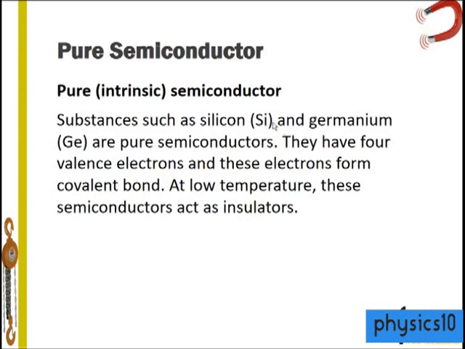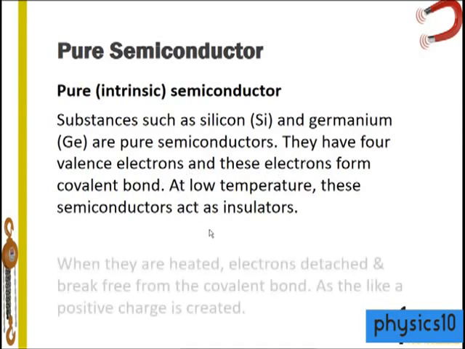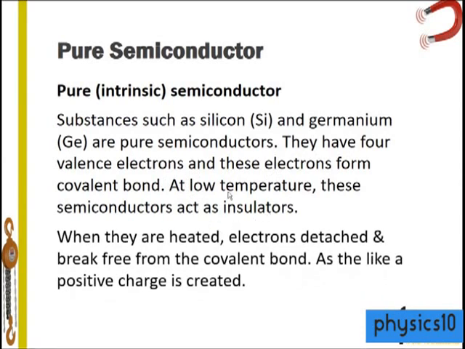So substances such as silicon and germanium are considered to be pure semiconductors. Now, if we look at the atomic structure of silicon and germanium, you'll see from the periodic table that they have 4 valence electrons. And these valence electrons are used to form what's known as covalent bonds. So at low temperatures, these semiconductors, germanium and silicon, act as insulators. They do not allow the flow of electrons through them.